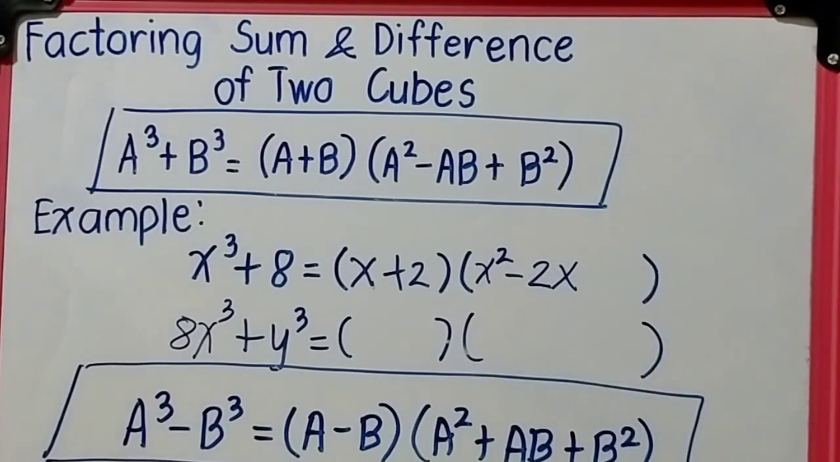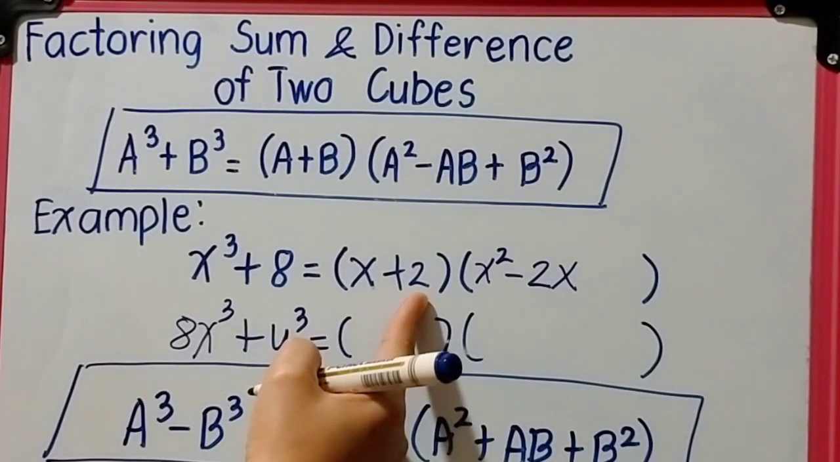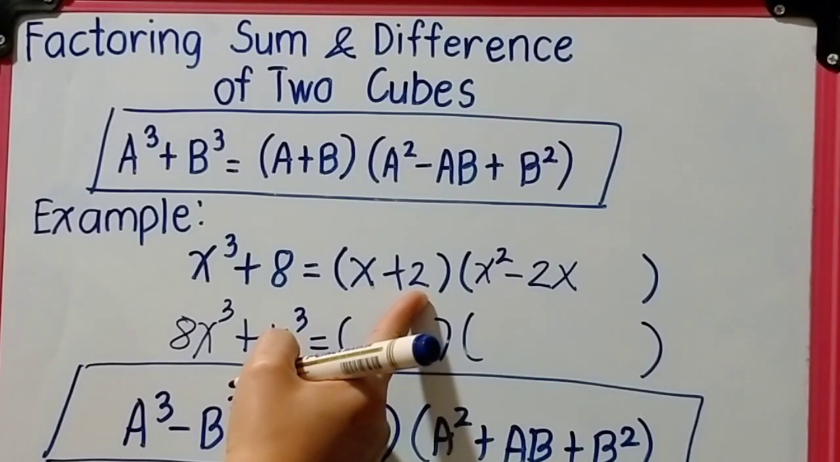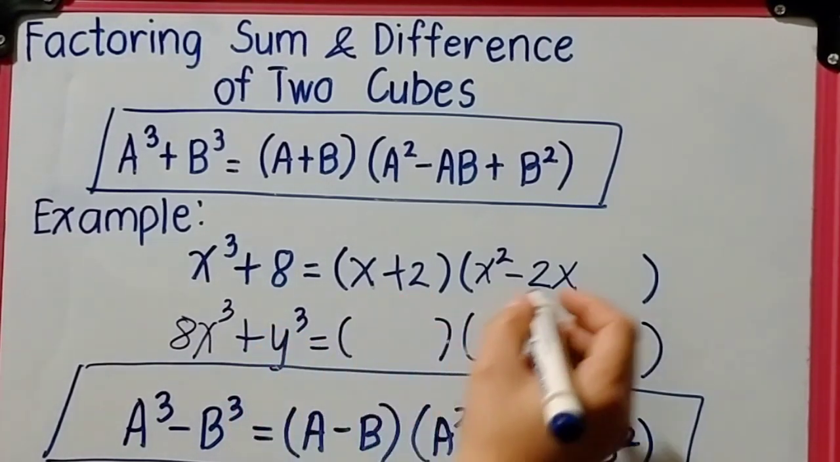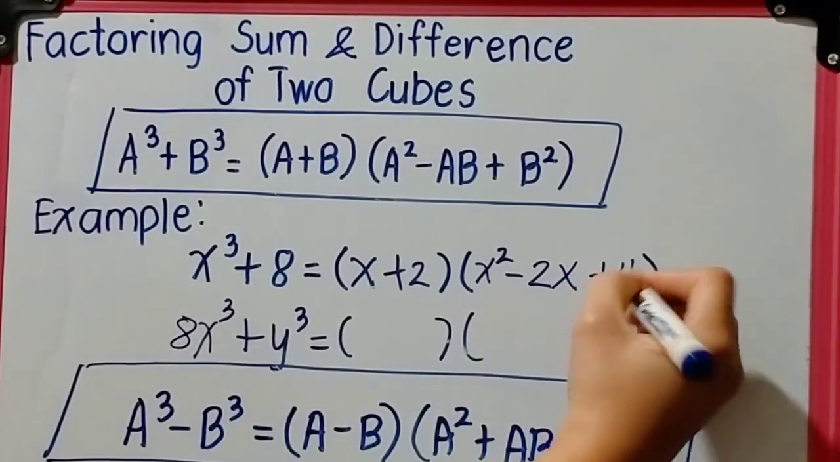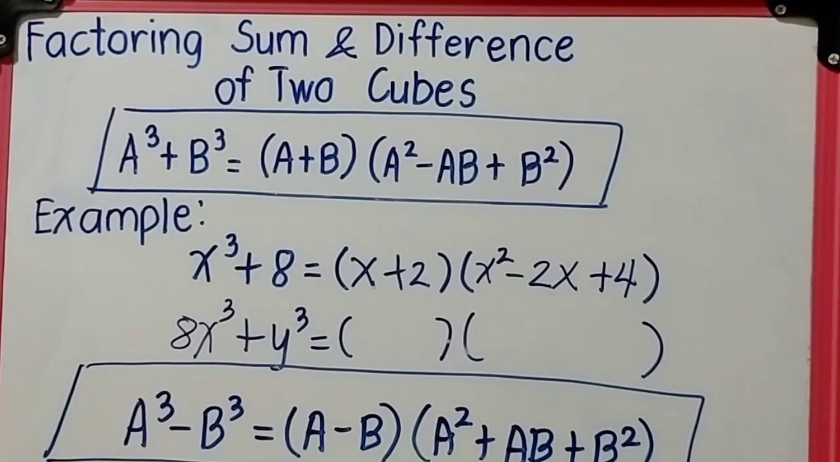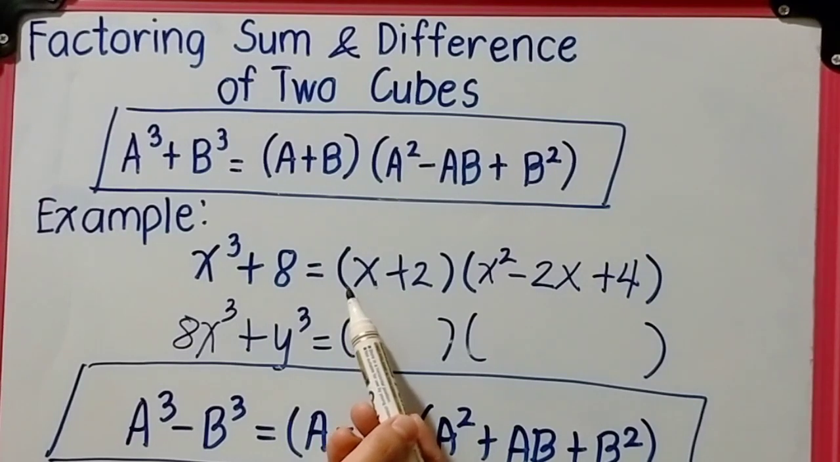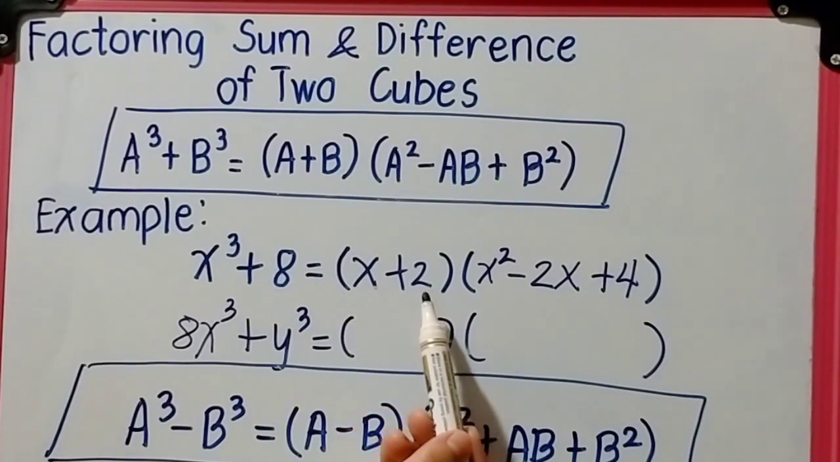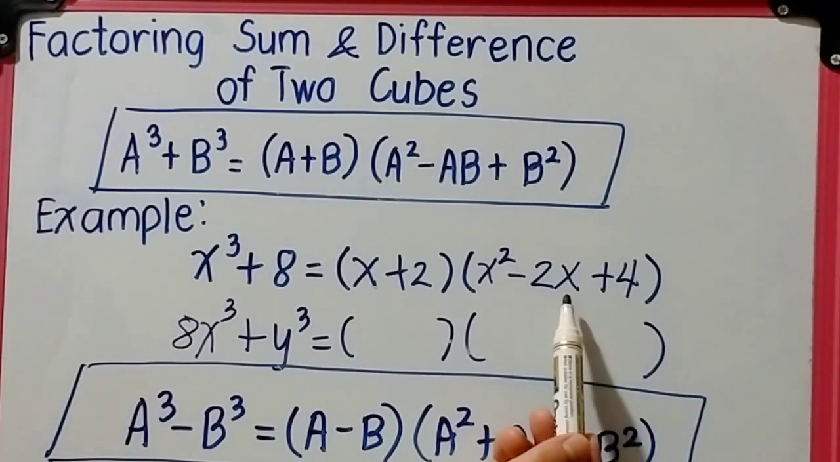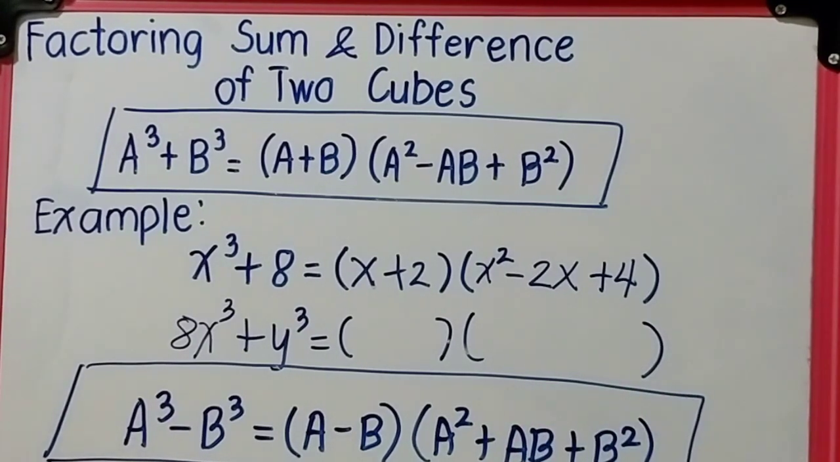And the last term will be the square of 2, which is the second term of the first factor. 2 squared will give us 4. So x cubed plus 8 in factored form is the quantity x plus 2 times the quantity x squared minus 2x plus 4. Let's go to example number 2.